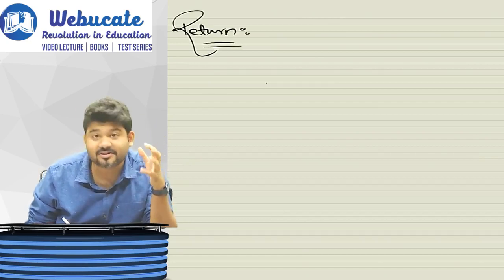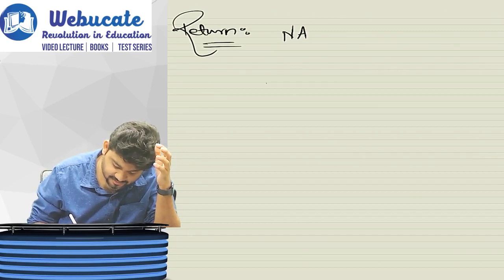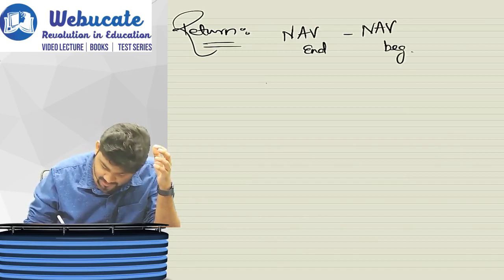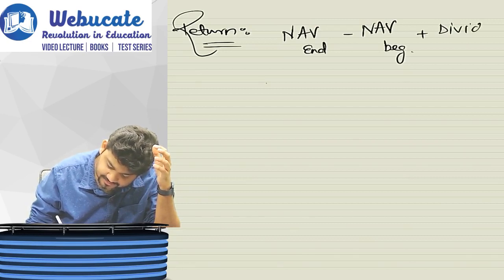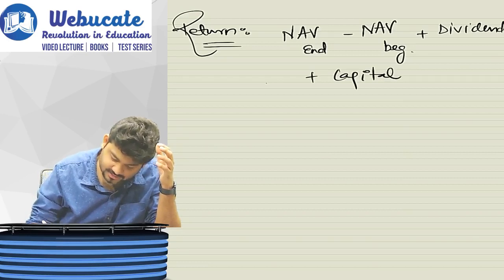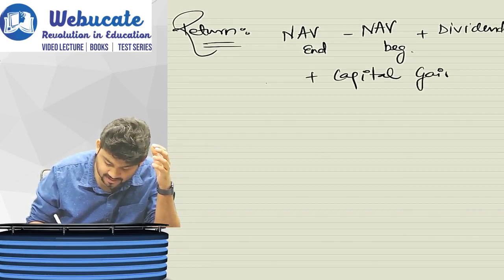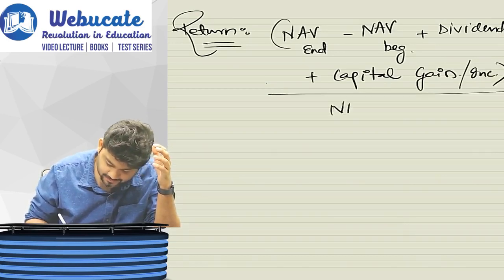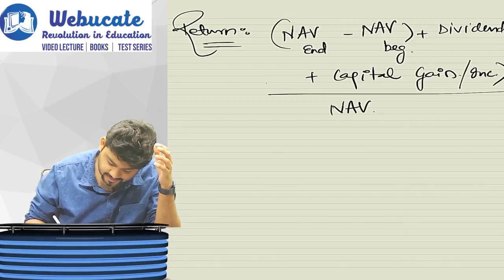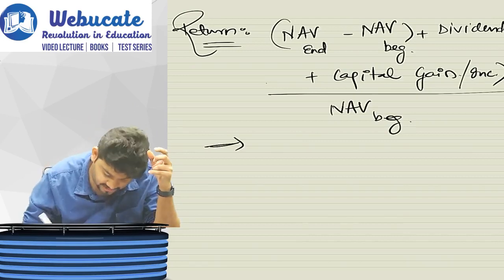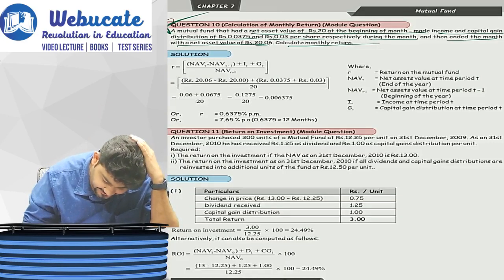So in this case, the return will be NAV at the end minus NAV at the beginning plus any dividend plus any capital appreciation or a capital gain or income, divided by NAV at the beginning. Correct? Okay.